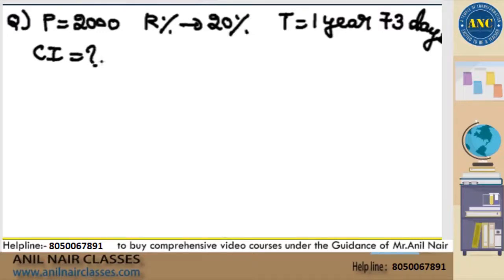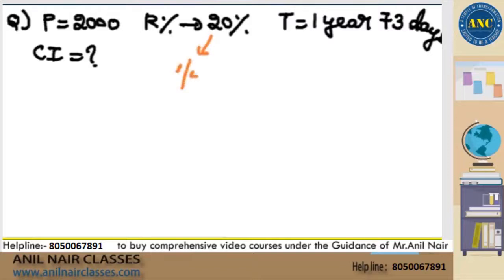P is 2000. R percentage is 20 percent. Time period is 1 year 73 days. CI. I want everybody to listen to this question. A lot of stupid formulas will be there in the books. You don't need any formulas. Listen carefully to this idea, sir.